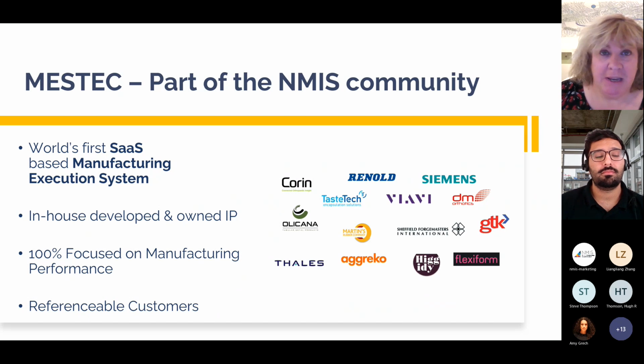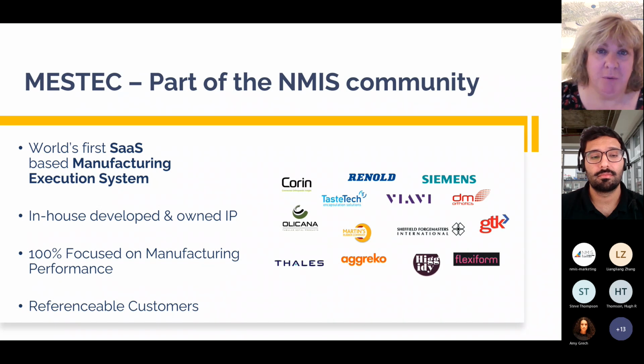MESTEC has been developed in-house in the UK. It is a UK-developed software, fully owned and developed in the UK, and we absolutely 100% focus on manufacturing performance. So what MESTEC does is sit below the ERP layer, which is at enterprise level, providing visibility, information and metrics of manufacturing in real time to the shop floor.